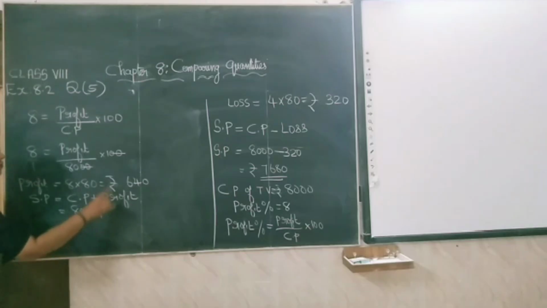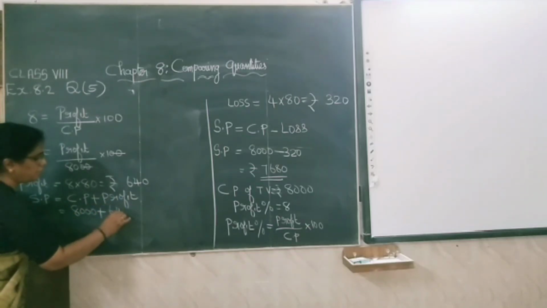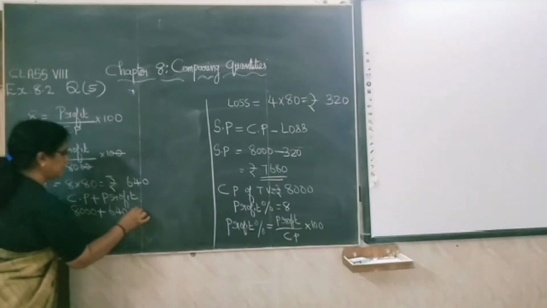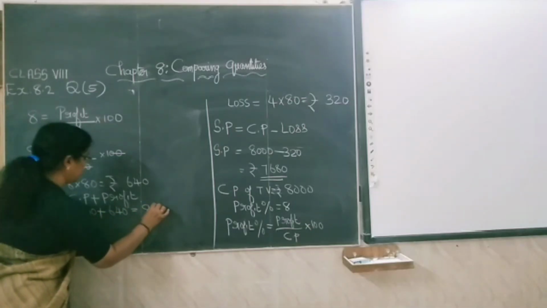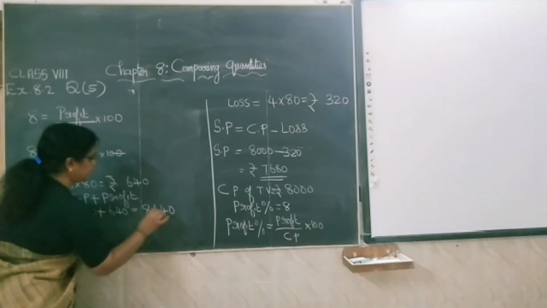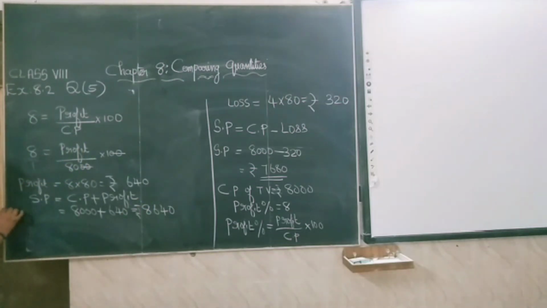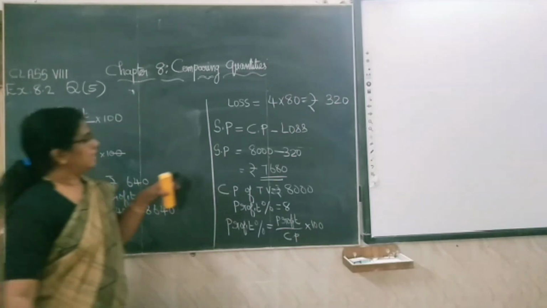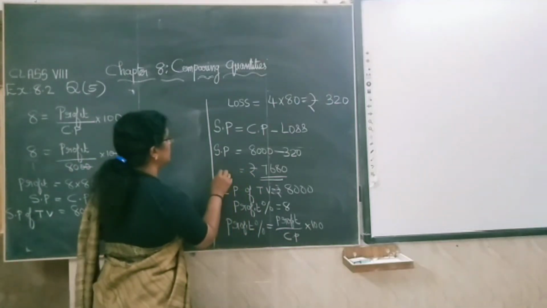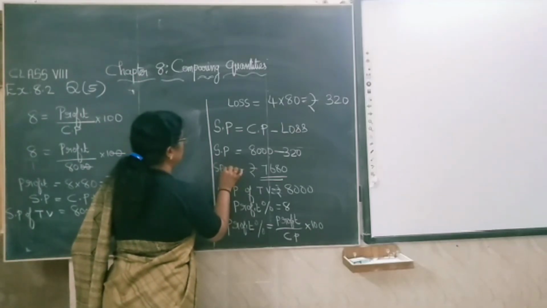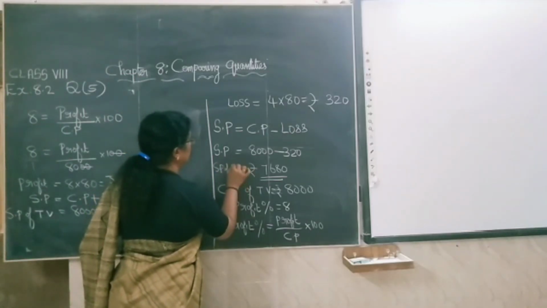8,000 plus profit is 640. So the answer is 8,640. That is the selling price of the TV, SP of TV. The first one was the selling price of the VCR. This one is SP of VCR.